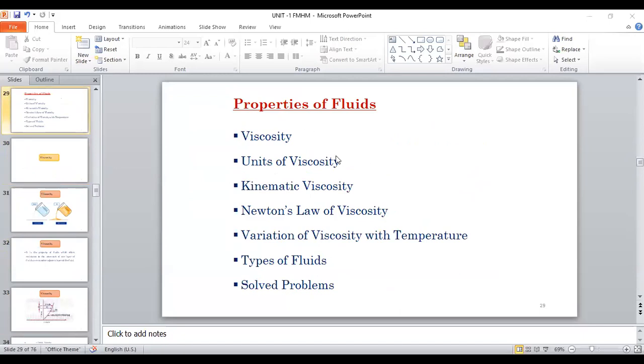Next, we have some other properties which are very important. Properties of fluids, again we are taking as viscosity, and we need to find the units of viscosity, and one more type of viscosity is kinematic viscosity. So today we'll see this viscosity only.